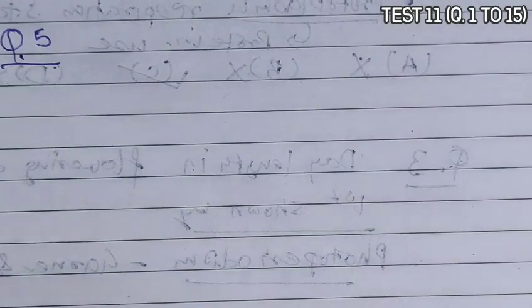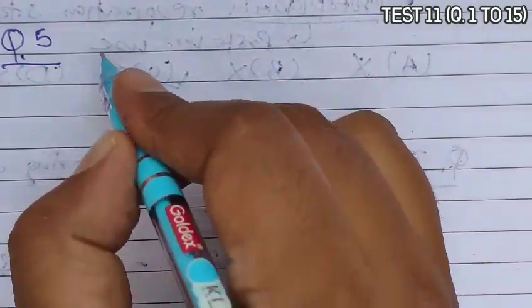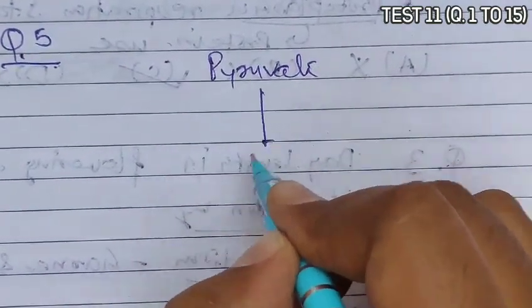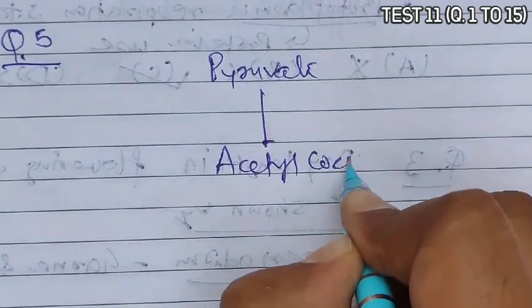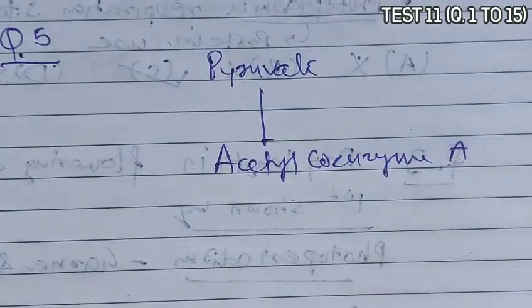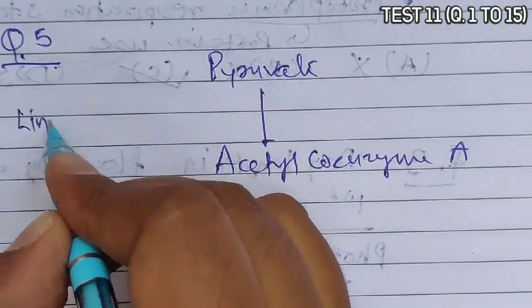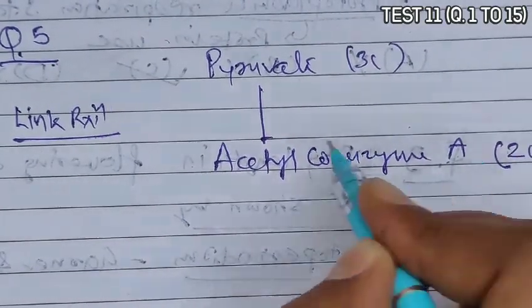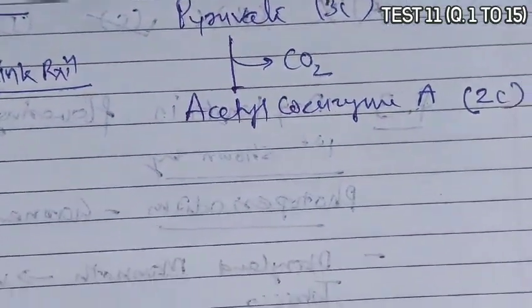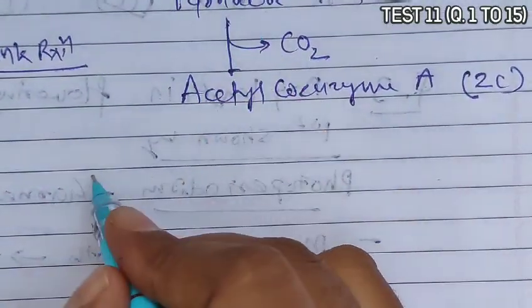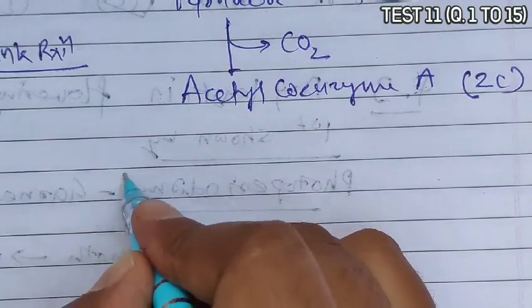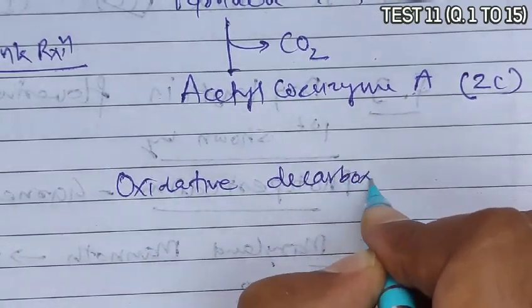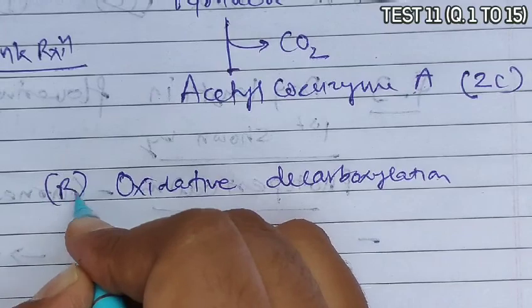Question 5. Question 5 asks the process used in conversion of pyruvate to acetyl coenzyme A. Now when pyruvate converts to acetyl coenzyme A, it is known as the link reaction. Pyruvate is of 3 carbon and acetyl coenzyme A is of 2 carbon, so CO2 release occurs, and CO2 is released from pyruvate. So this can also be called pyruvate decarboxylation or oxidative decarboxylation. So it is oxidative decarboxylation. So B is the correct answer.